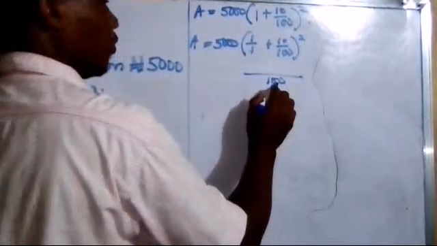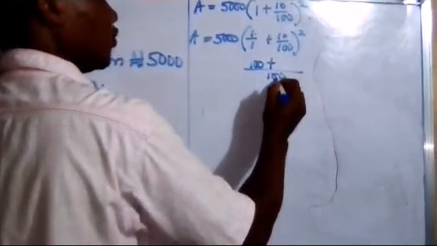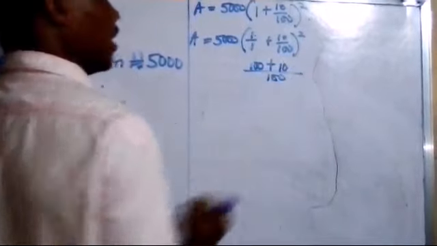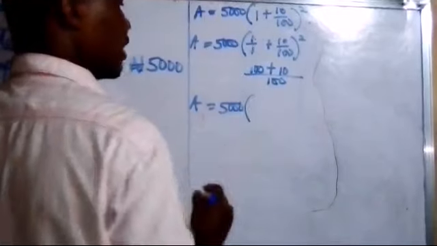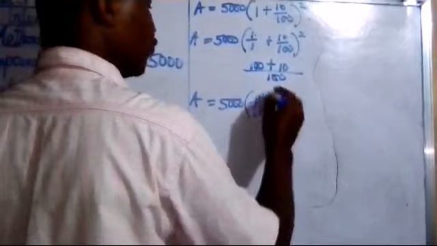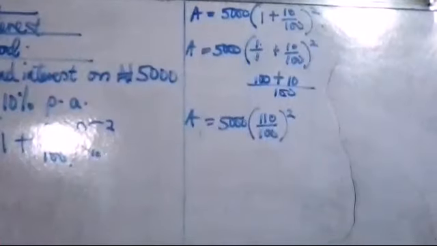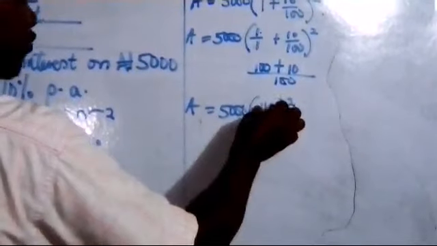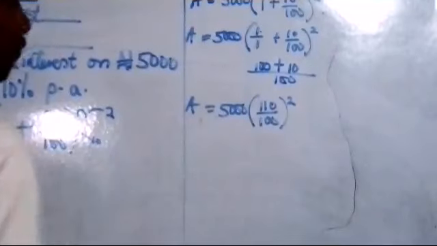1 into 100 is 100. 100 times 1 is 100 plus 1 times 10 is 10. So what does this become? 5,000 into the bracket of, this is 110 over 100 all raised to power 2. It has become so simple. Now what do we know? If anything is raised to power 2, we are going to multiply it by itself the number of times it's raised to. So 110 over 100 is going to multiply itself again by 110 over 100.